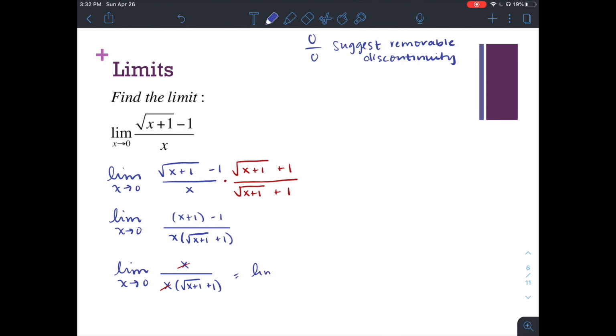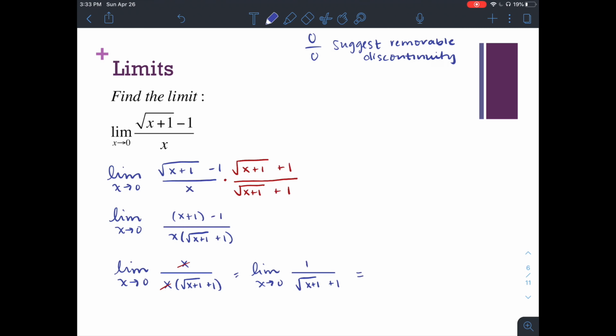So now my limit is as x goes to 0 of 1 over the square root of x plus 1 plus 1. And now evaluating my limit by direct substitution, I could drop my limit notation because I'm actually going to evaluate it now. I have 1 over the square root of 1 plus 1, or 1/2.